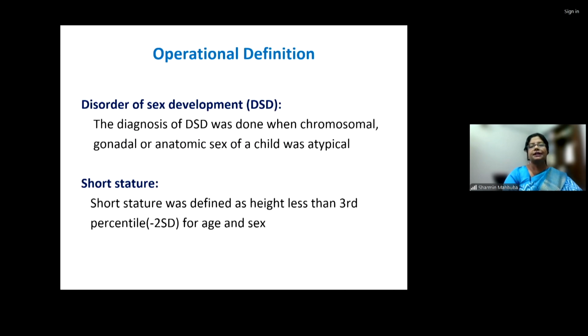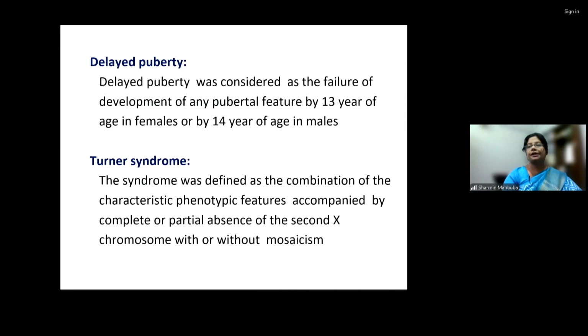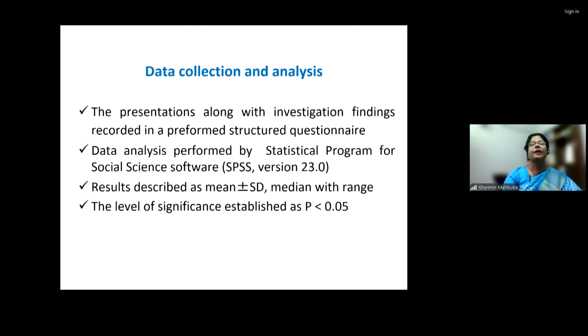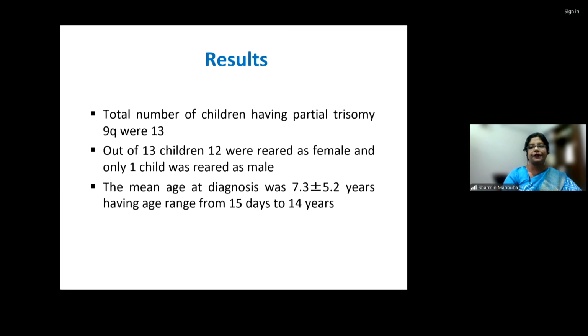We all know what DSD, short stature, delayed puberty, and Turner syndrome are, so I'm going to skip. Congenital adrenal hyperplasia was diagnosed in this study by the rapid ACTH stimulation test. Children having hyponatremia and hyperkalemia were classified as salt wasting variety, and patients having only the feature of androgen excess were diagnosed as having the simple virilizing form. The data analysis was performed by SPSS version 23.